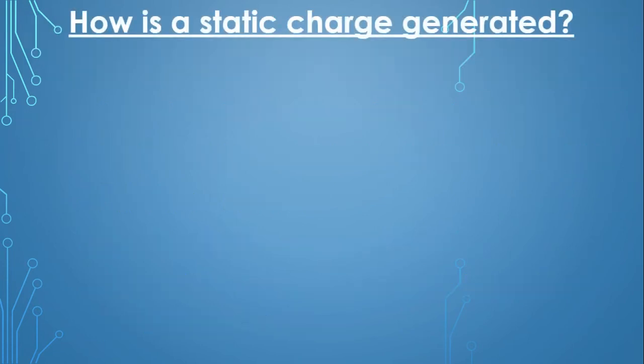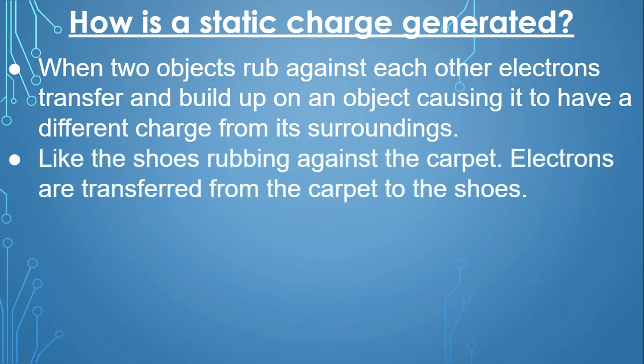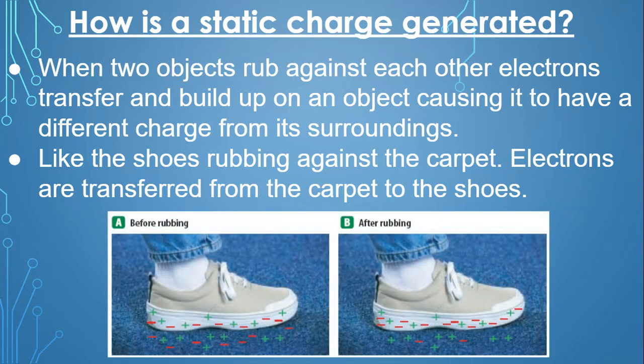Right, so how is a static charge generated? When two objects rub up against each other, electrons transfer and build up on one object, causing it to have a different charge than its surroundings. So like shoes rubbing against the carpet, electrons are transferred from the carpet to the shoes. So let's take a look at that.